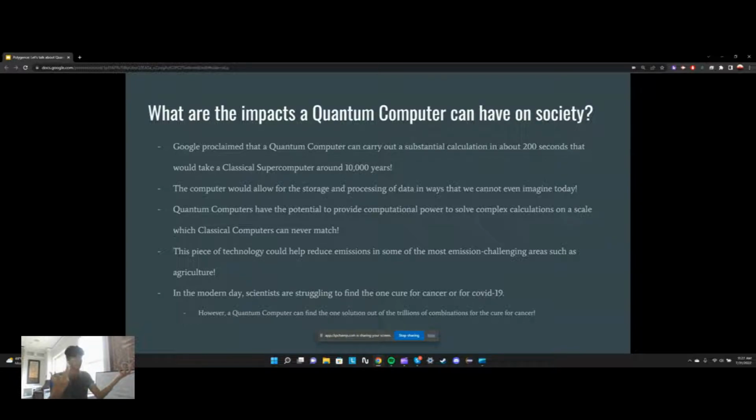Now, how is this possible, right? Well, the computer and its algorithms would allow for the storage and processing of data in ways that we can't even imagine today. These types of calculations would involve finding the cure for cancer, and how to solve for and lower carbon emissions, right? If we ever had another pandemic like COVID-19 again, which I hope we don't, this quantum computer could potentially find the vaccine for it in seconds, right?